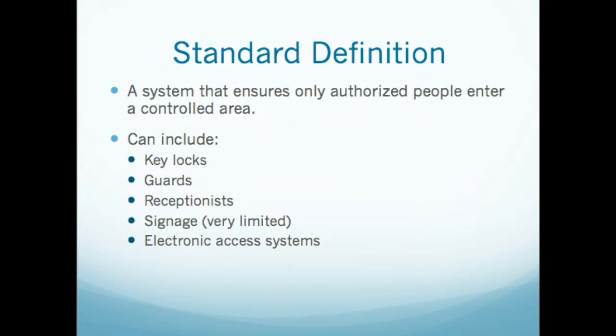And signage can be a keep out, do not enter sign. It's very limited because there's no real stoppage there. But it does control access in some way, because if people pass by that do not enter sign and still enter, at least you know they are there with ill intent, or at least of their own volition. And so that's a type of access control.